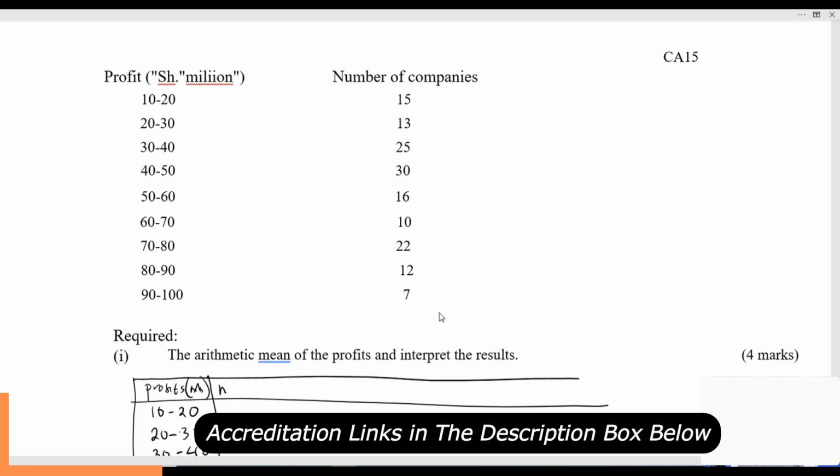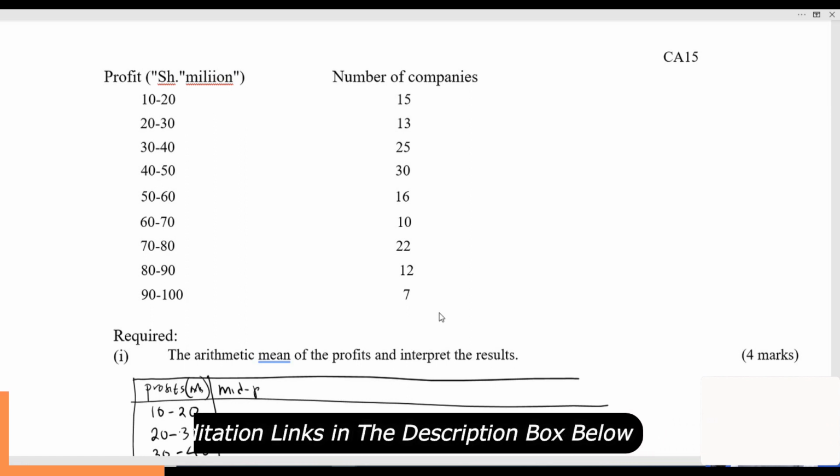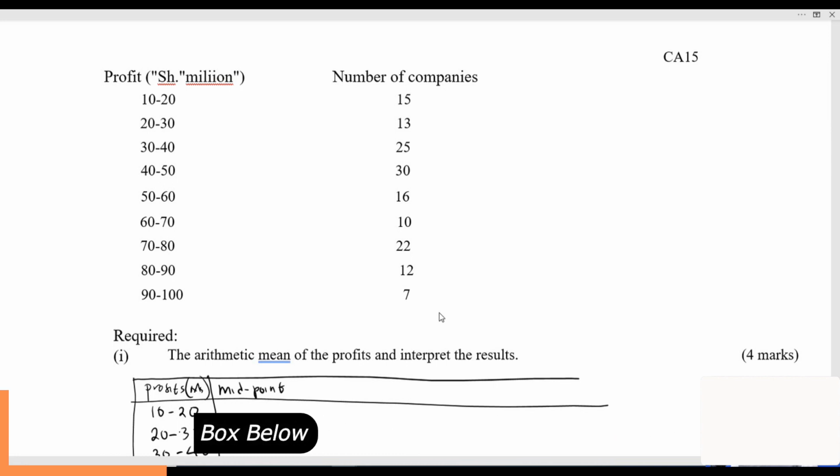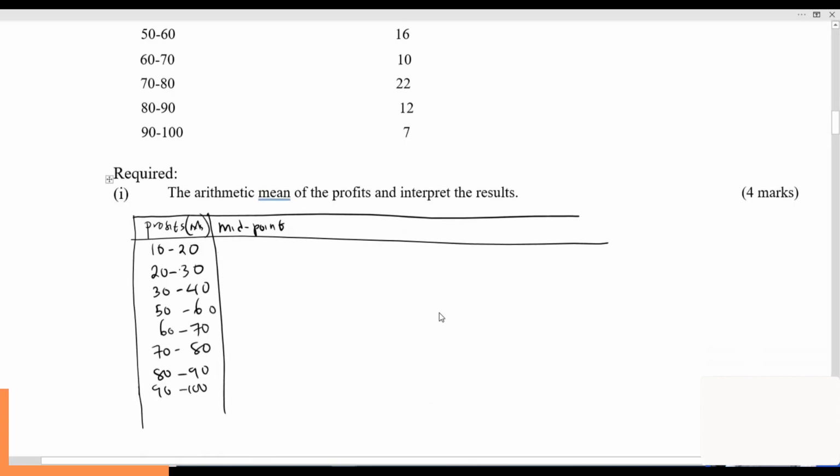I look for the midpoint. What did I say when it comes to finding the midpoint? You need to have the upper class limit plus the lower class limit divided by 2. 10 plus 20 divided by 2, that is 30 divided by 2, 15. This is 50 divided by 2, 25. This is 70 divided by 2, 35.